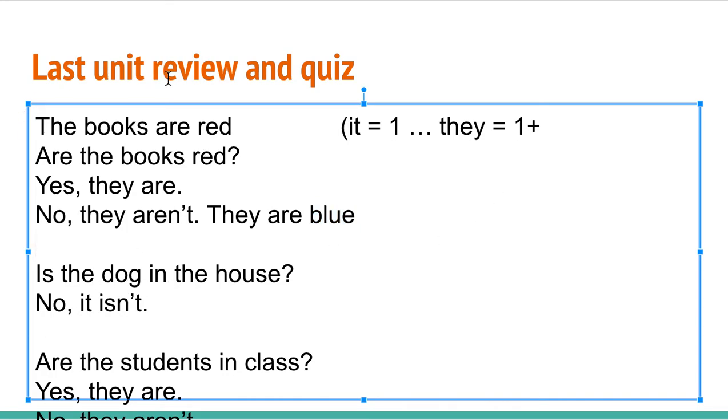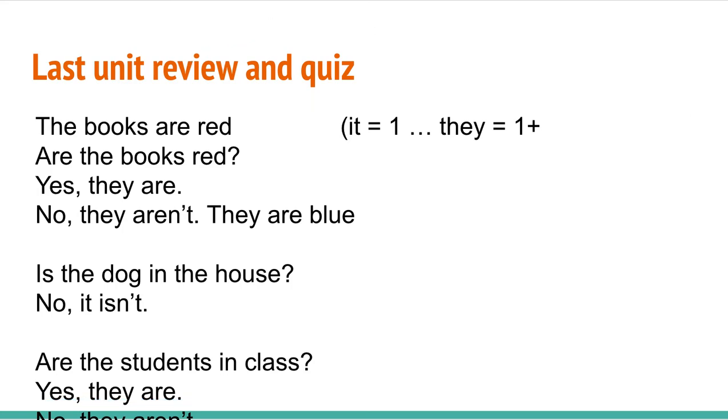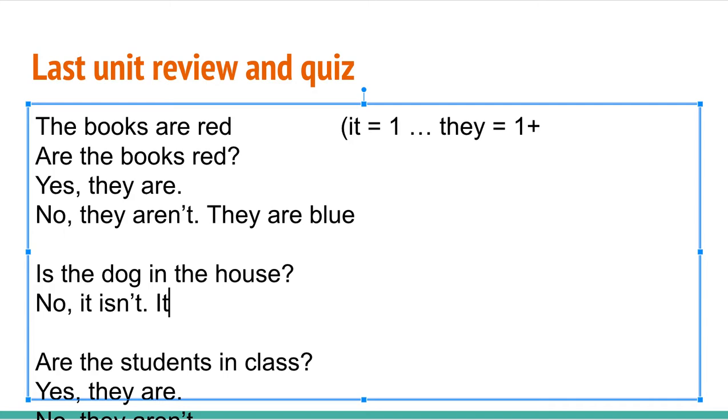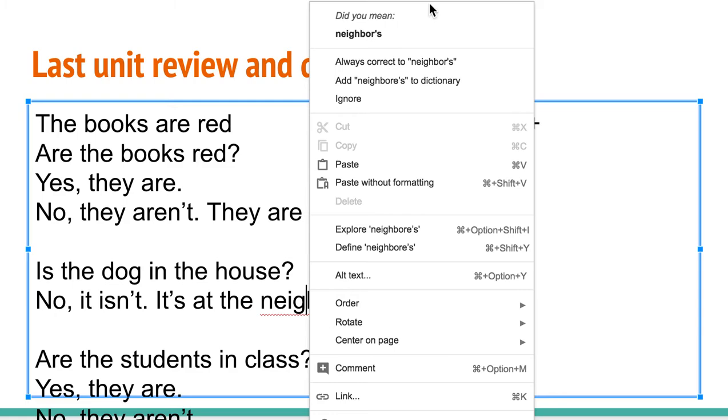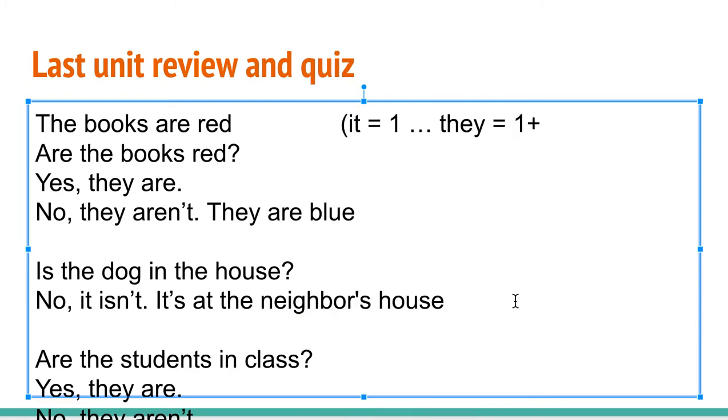Okay. Is the dog in the house? No, it isn't. It's at the neighbor's house. Neighbor's house. Neighbor is the person who lives next to your house. Okay, remember, next to is the house next to yours. Okay, so that's your neighbor.